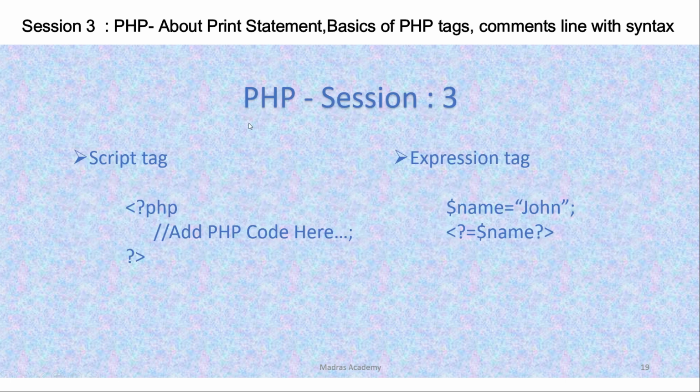Next, whatever code we are going to write in a PHP file, we need to write inside the script tag. Without the script tag, we are not supposed to write PHP code in our file. So how to write the script tag? This is the start tag: angle bracket, question mark, PHP, without space. And PHP only in lowercase, not in uppercase. And the end tag we have to write like this: question mark, angle bracket close.